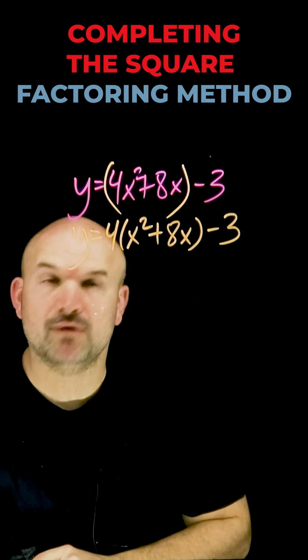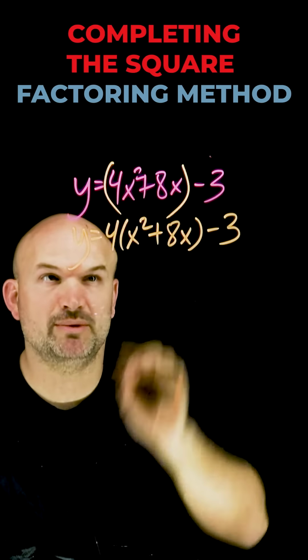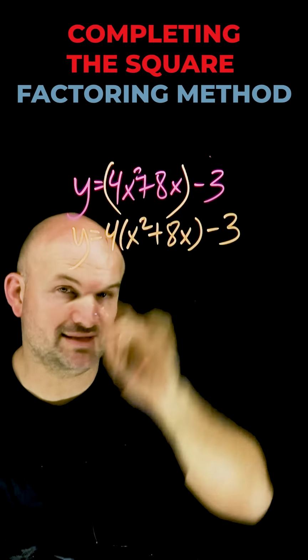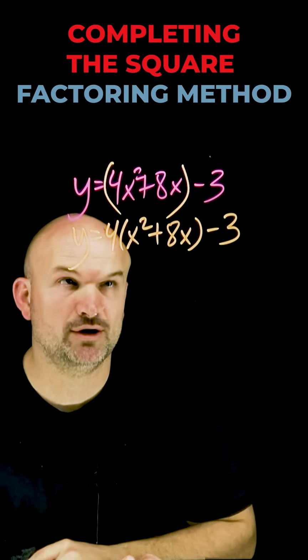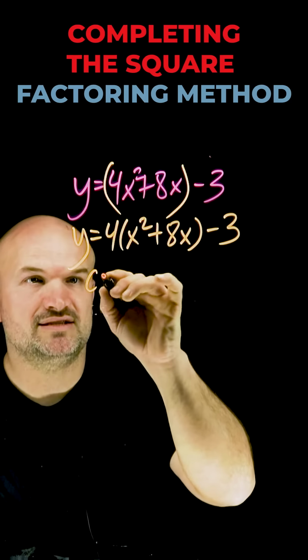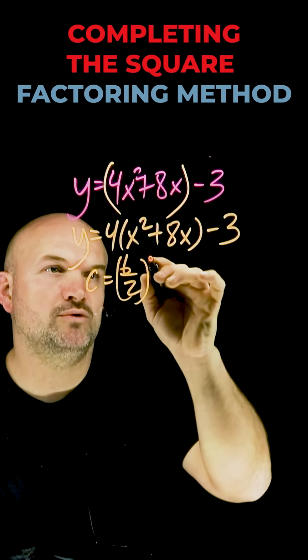All right, so now what I need to do is create a perfect square trinomial. I have my coefficient of x squared inside the parentheses equal to 1. So I need to find the value that creates this perfect square trinomial. That value is going to be c. c is equal to (b divided by 2) quantity squared.